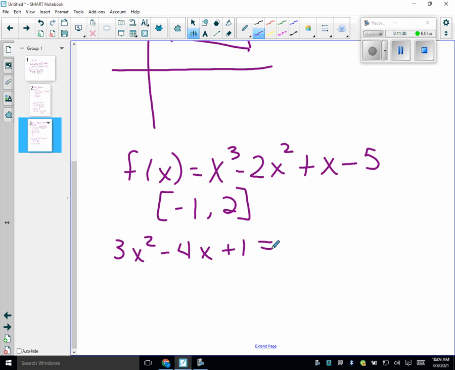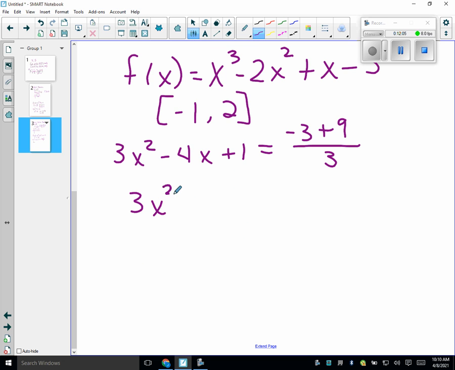f of b is -3. Minus, what is f of a? Are you plugging in the -1, the first one? Yes, because it's not f prime of a, it's f of a. So minus a negative, so plus 9, over 3. We agree with that? So does 3x squared minus 4x plus 1 equal 2?